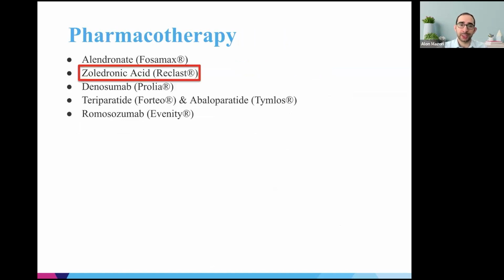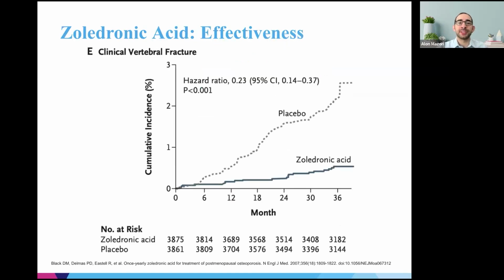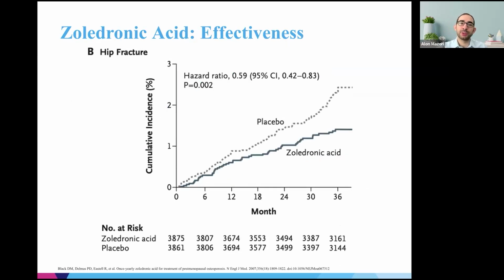If we move on to zoledronic acid, in terms of its effectiveness, we see that there's a relative risk reduction of 77% and a number needed to treat of 48. Very impressive. And if we switch over to the data for hip fracture, we see a relative risk reduction of 41% and a number needed to treat of 91. Also impressive.